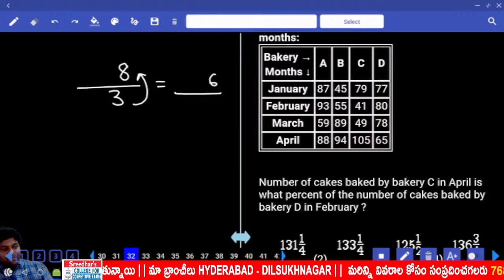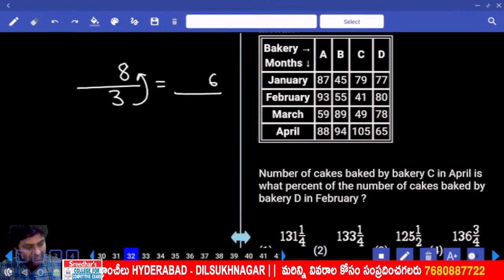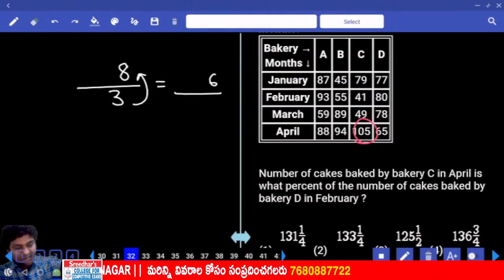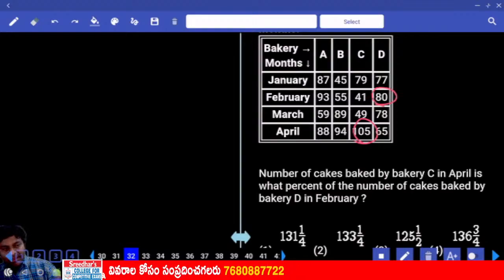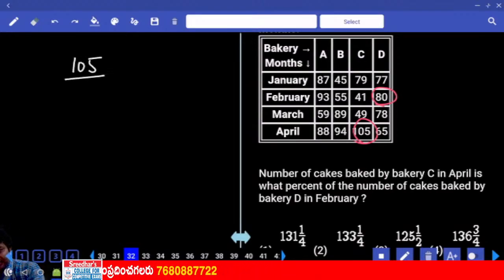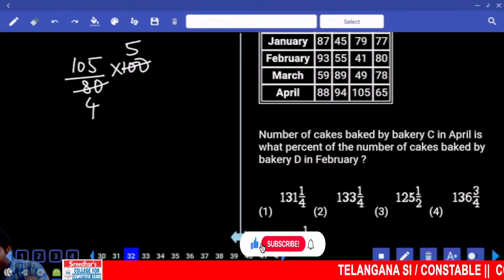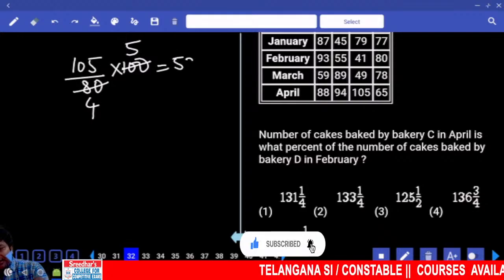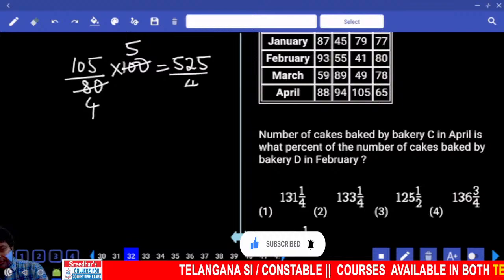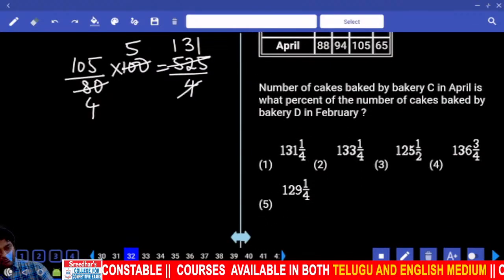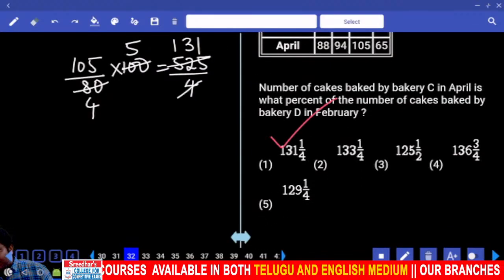Number of cakes baked by bakery C in April is what percent of number of cakes baked by D in February? D in February 80. So it is 105 by 80 into 100. Correct? Right. Options are close enough. So we'll calculate. 4 times, 5 times. Cancellation with 20. 525 divided by 4. 1, 3, 1, only 1. There is only one option which starts with 131.